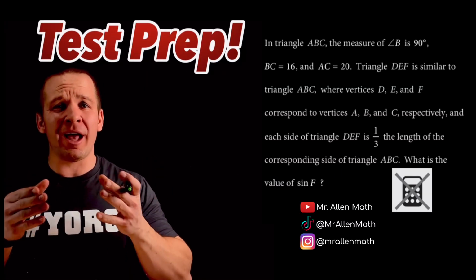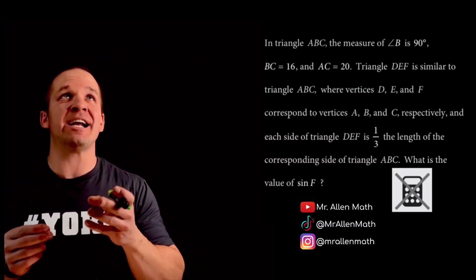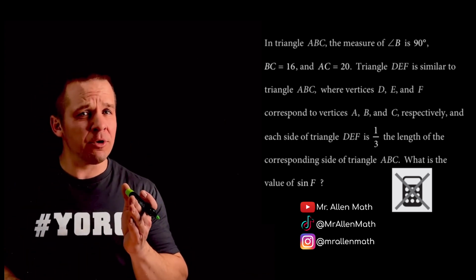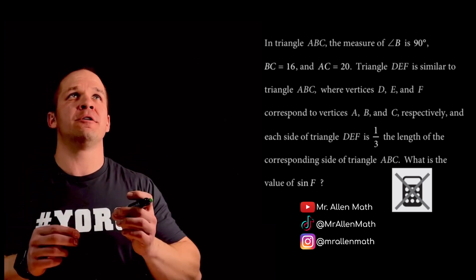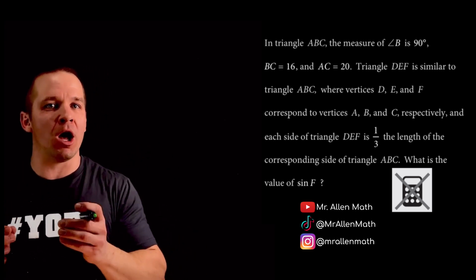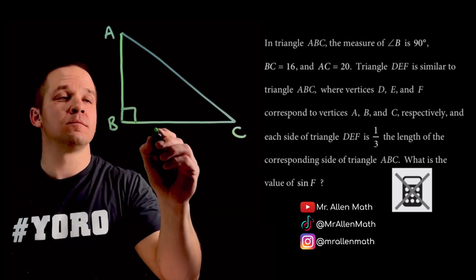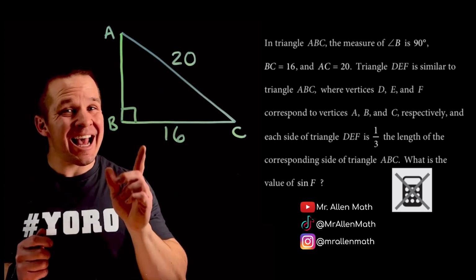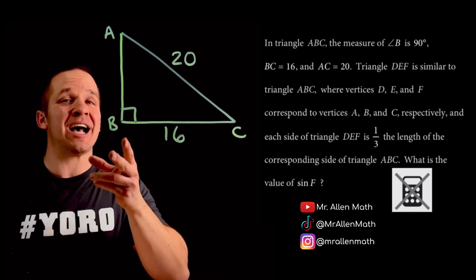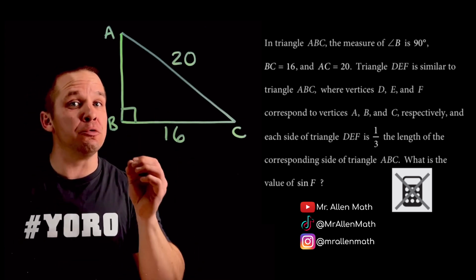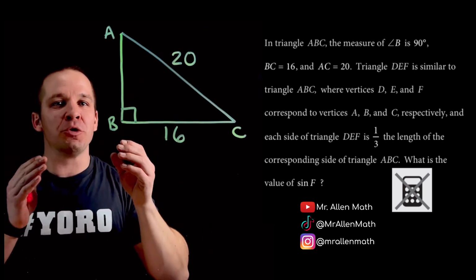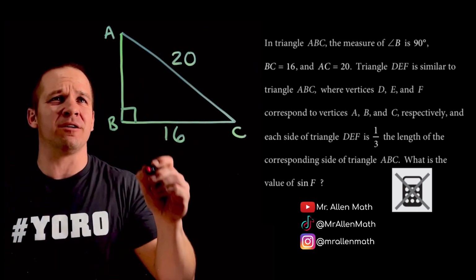We got in triangle ABC, the measure of angle B is 90 degrees, BC is 16, and AC is 20. We also have a similar triangle DEF that is 1/3 the size, and it wants to know what is the value of sine of F. Now, even though DEF is 1/3 that size or scaled down by 1/3, it actually doesn't come into play in this problem because sine of F, we're looking for a ratio of 2 numbers. Whether we use the original ones here or 1/3 the size, the ratio will simplify the same. So let's just use this triangle.